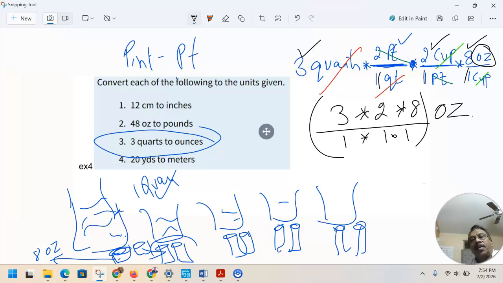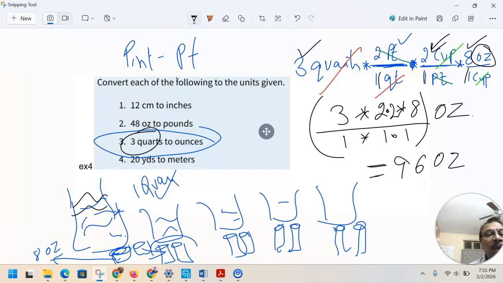And see, when you multiply this, when you get 96, I think I missed one more 2 here. So that is 2, and you get 96 fluid ounces. And you're done. So that's all you can say, changing 3 quarts to how many ounces.